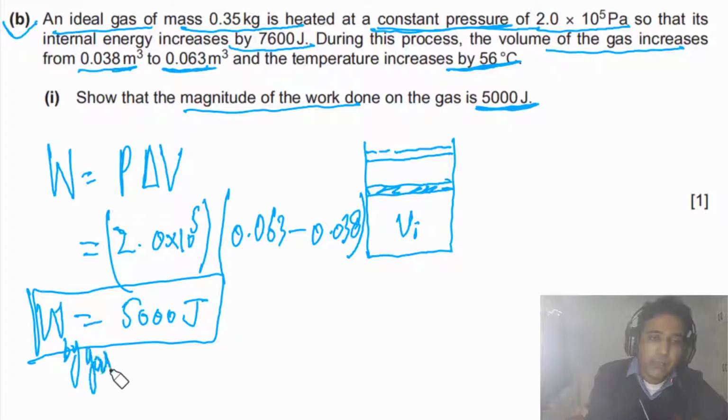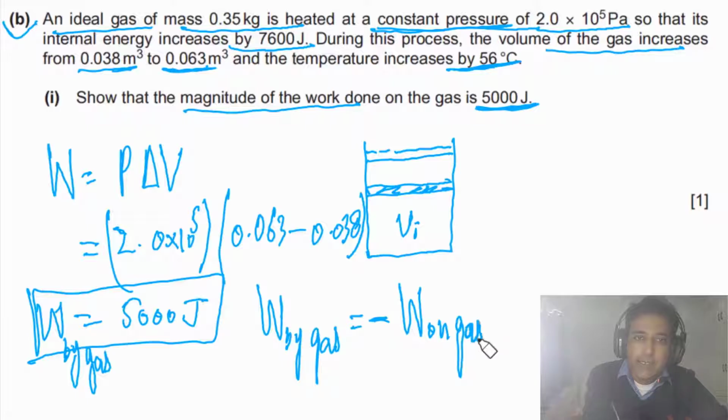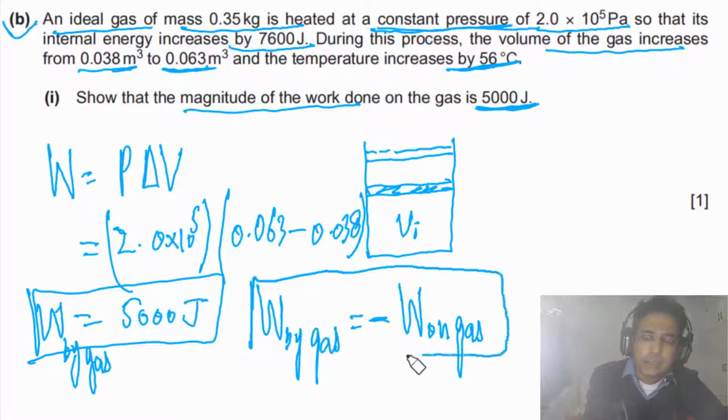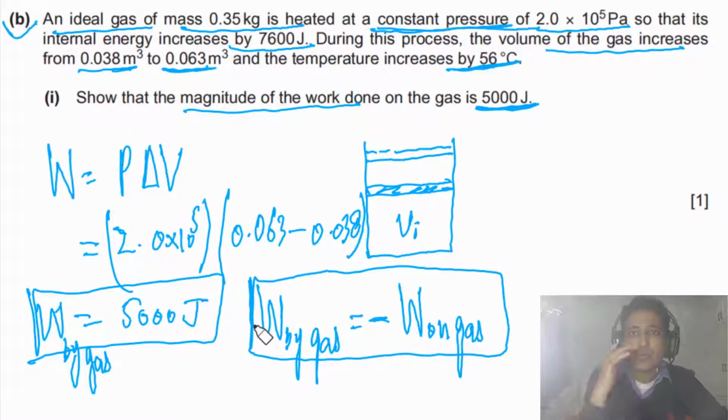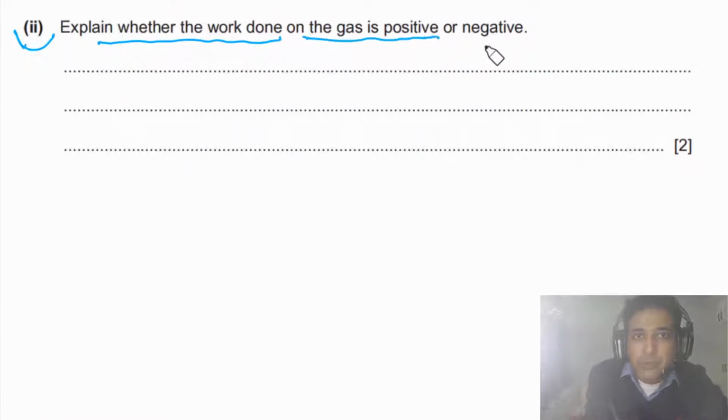In this case, work done by gas is positive, so it is the negative of the work done on the gas. If the question asks you to calculate work done on the gas, not just the magnitude, then the work done on the gas in this case is negative because work is done by the gas. These are some important points you need to understand. Next time they can ask you about these concepts, so try to understand these things. The second part says: explain whether the work done on the gas is positive or negative.